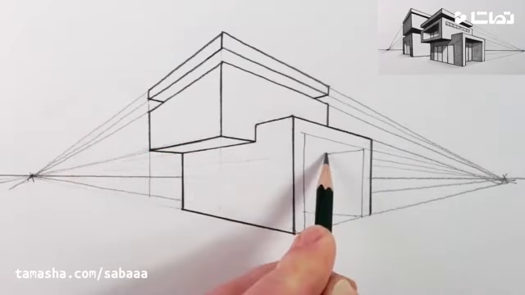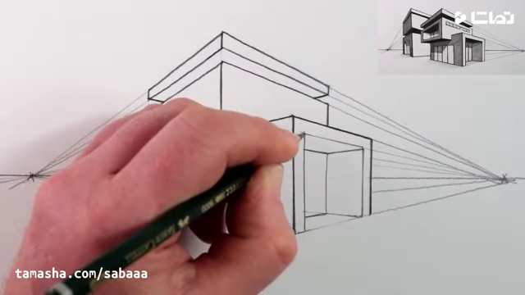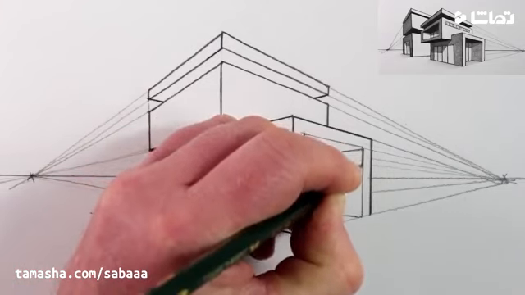Just draw a diagonal from the right vanishing point through the top of this vertical line and a line for the base here, again going to the right vanishing point. Time to make some of these lines darker again so that we can see what we have.